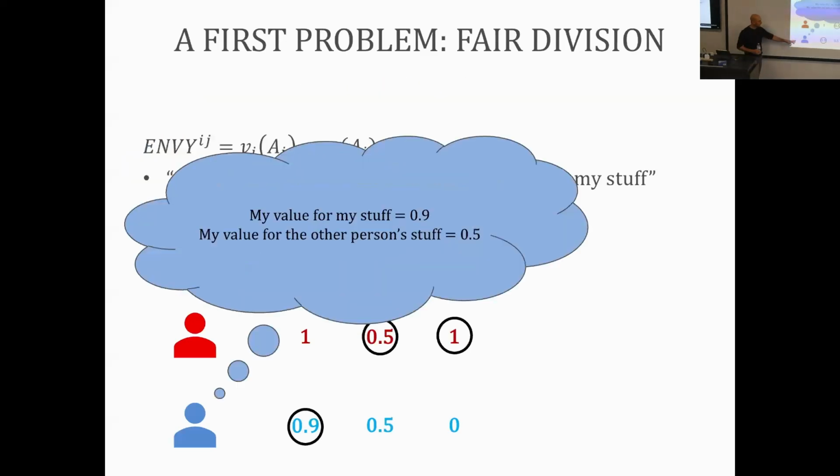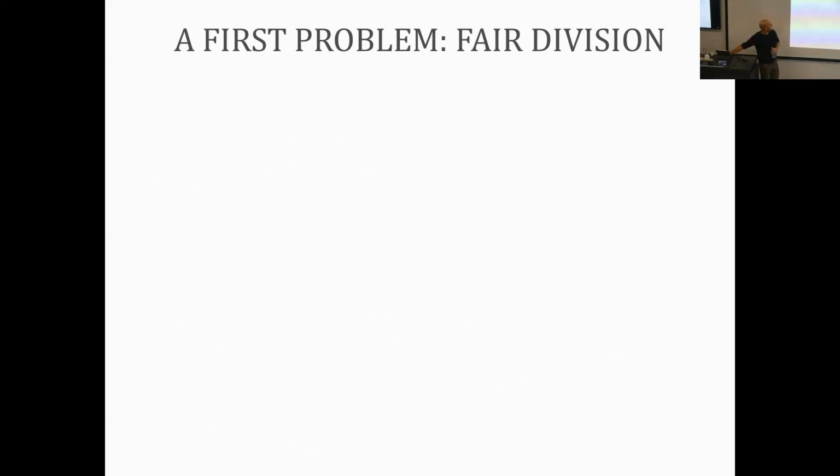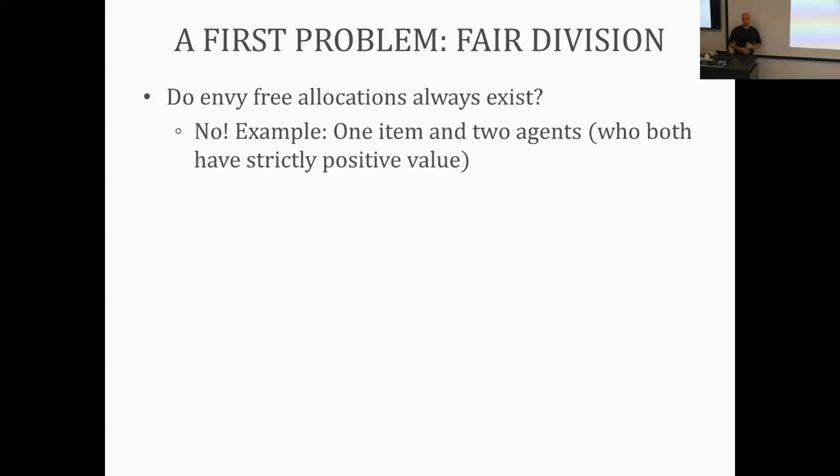Simultaneously, I didn't change the allocation. The blue agent thinks they value their stuff at 0.9. The other person's stuff is valued at half, according to their blue valuation. So I would call this allocation envy-free. Fantastic. So maybe I should try to allocate this food in an envy-free manner. Unfortunately, envy-free allocations do not exist.